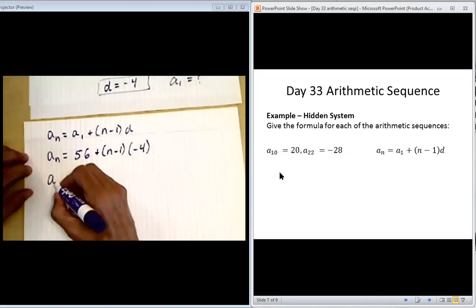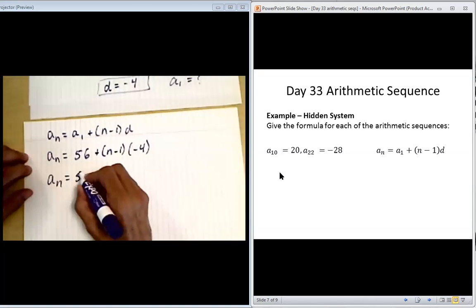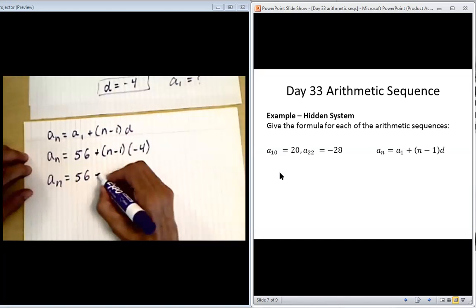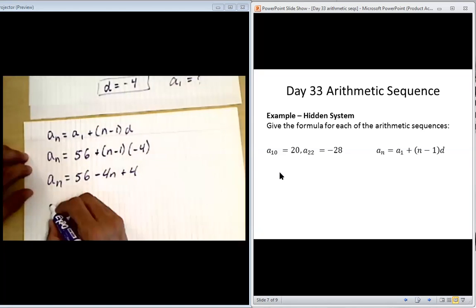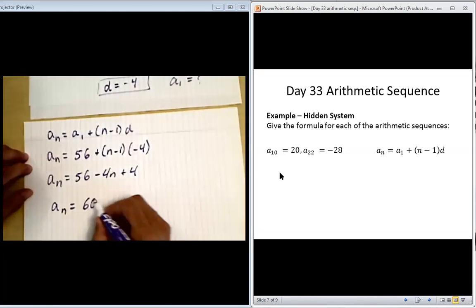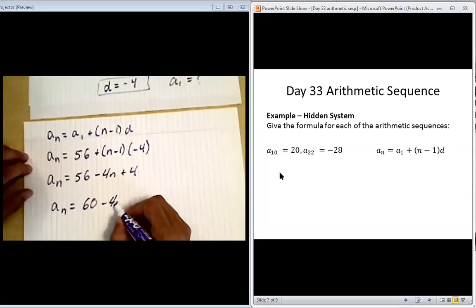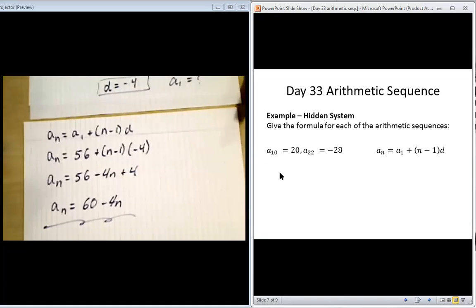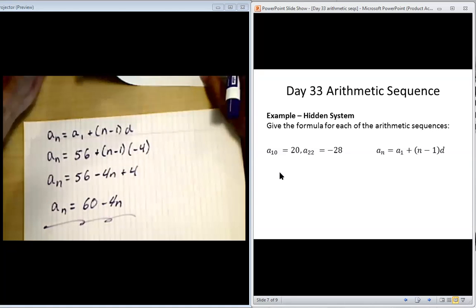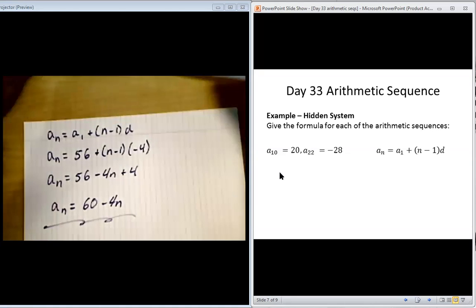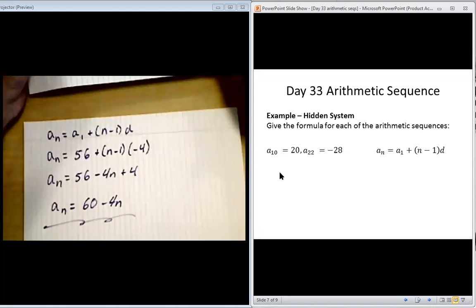Okay, so AN will equal 56 minus 4N plus 4. Final answer, after quite a bit of work, eh? AN is 60 minus 4N for this one. So probably the hardest one of the bunch, eh?